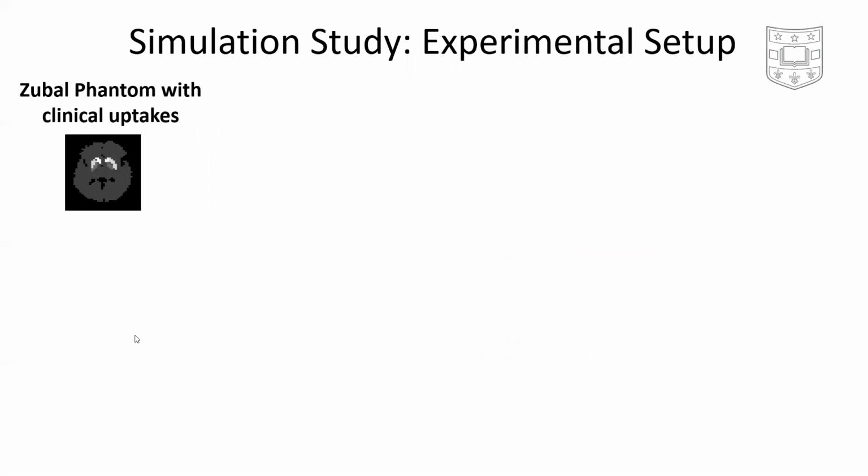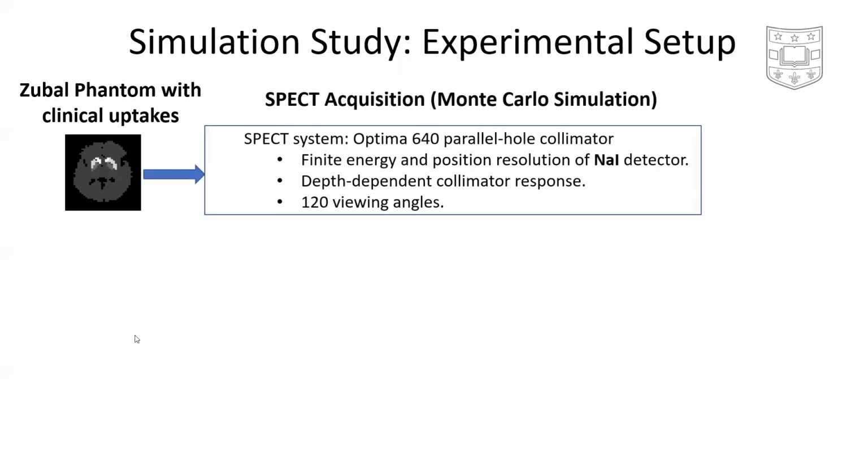For the simulation study, we used the Zubal phantom and assigned clinically relevant uptakes in the caudate, putamen, globus pallidus, and background region. The list mode data was acquired using Monte Carlo simulation in a realistic SPECT model. The SPECT geometry was based on the Optima 640 parallel hole system. We modeled the finite energy and position resolution of the sodium iodide detector. We modeled the depth-dependent collimator response and the processes of attenuation, scatter, and detector noise.